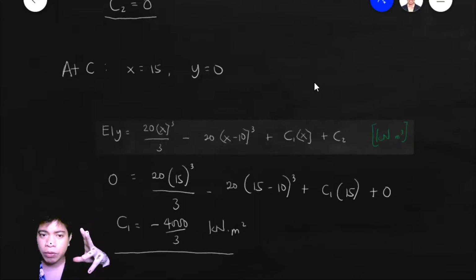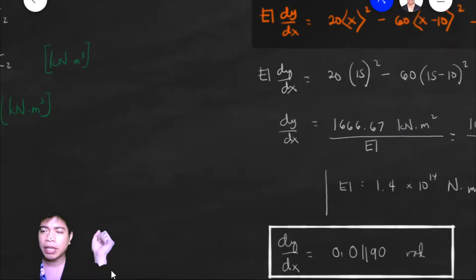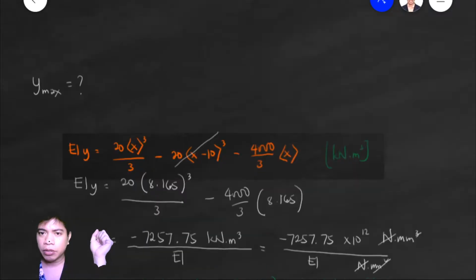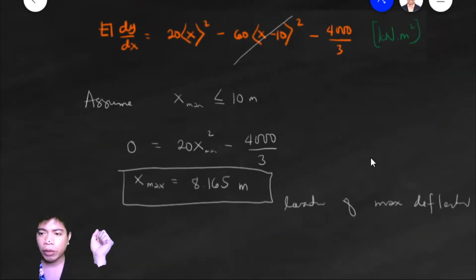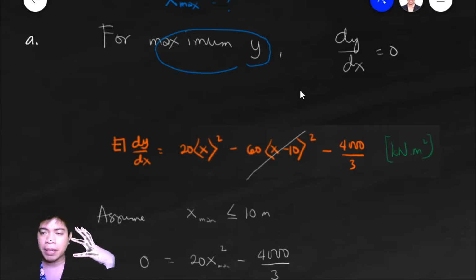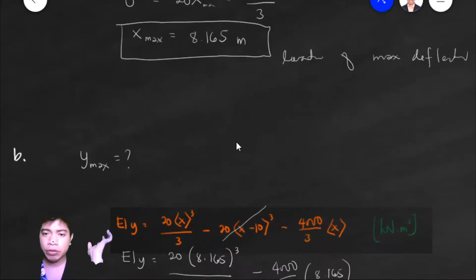Pagkakuha natin ng C2 at saka C1, of course, kompleto na natin yung ating mga equations sa slope equations at saka deflection equations. So, pwede na natin ngayon masolve yung ating mga tinatanong sa problem. So, yung unang tinanong is yung location of maximum deflection from the left support. So, again guys, para sa maximum deflection, yung ating slope doon is equals to 0. So, of course, ginamit natin yung ating slope equation na ito para makuha natin yung location ng maximum deflection.